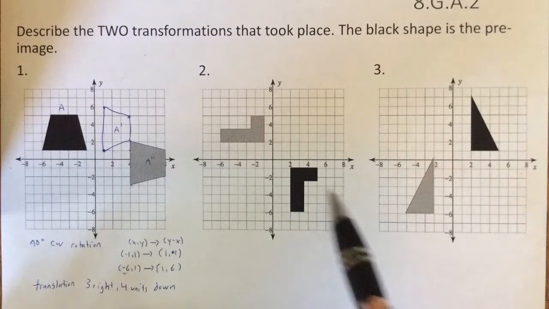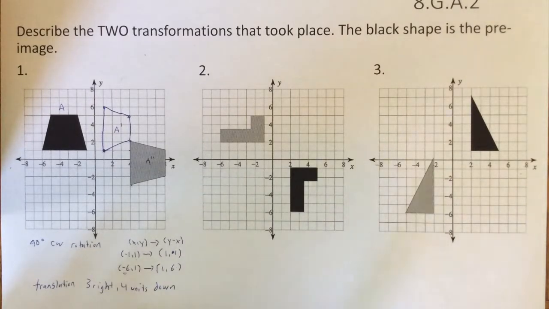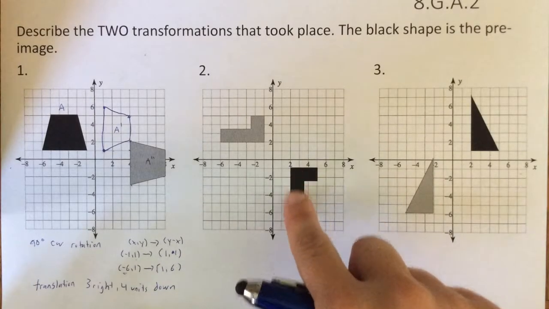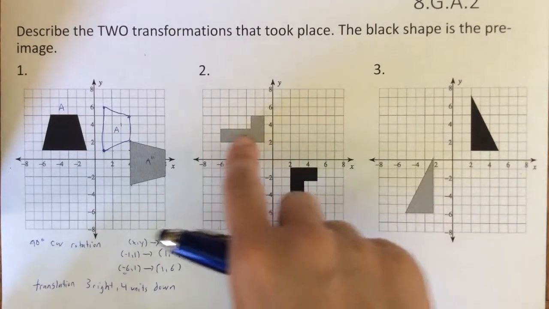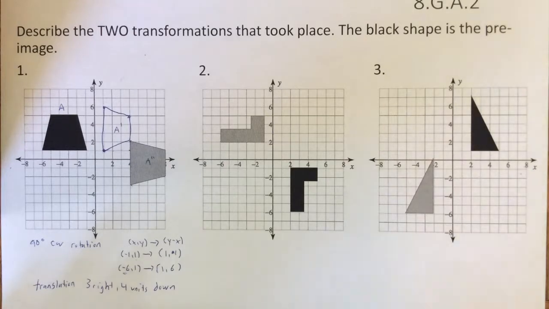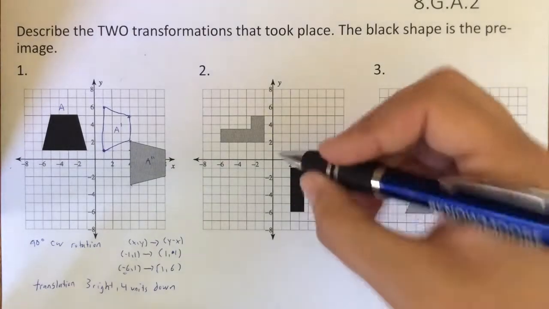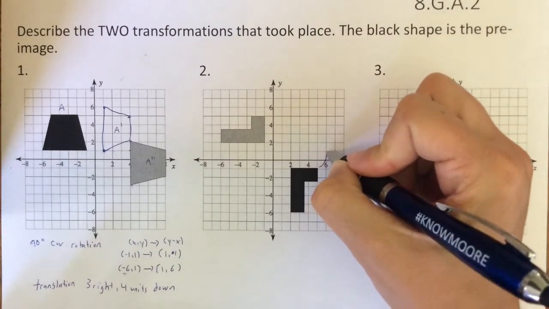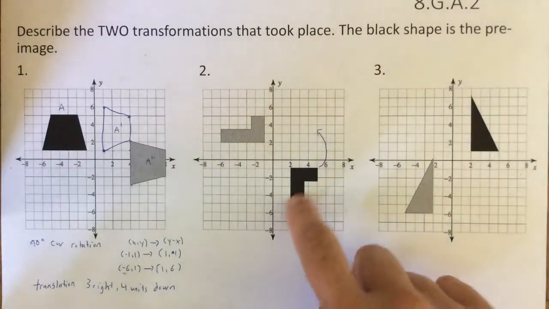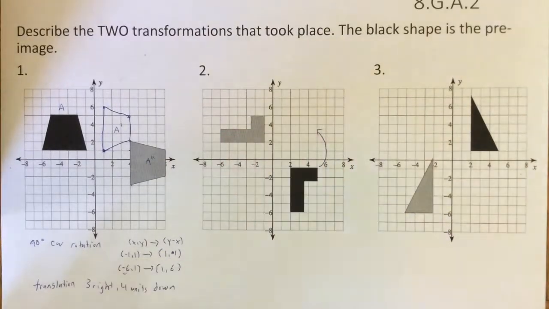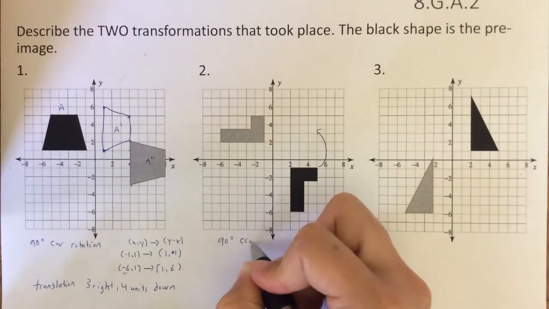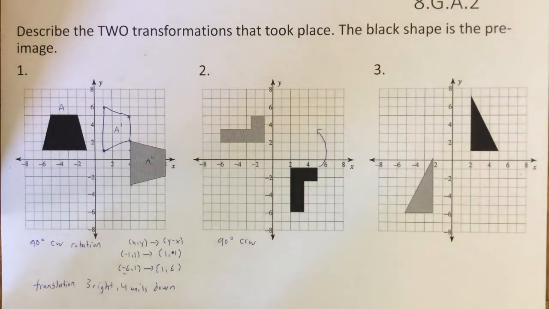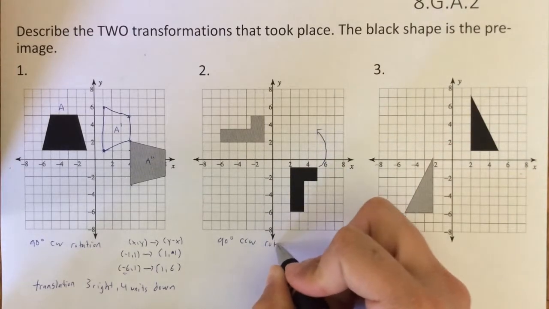For number 2, once again, I see that this shape has been turned. The long part of the shape is facing up and down here, and then it's facing sideways here. So I know there's been some sort of turn. Here, I'm going to have to rotate this shape 90 degrees counterclockwise so that it's across from the gray image there. So my first step is going to be a 90 degrees counterclockwise rotation, because we're going the opposite direction that a clock does.